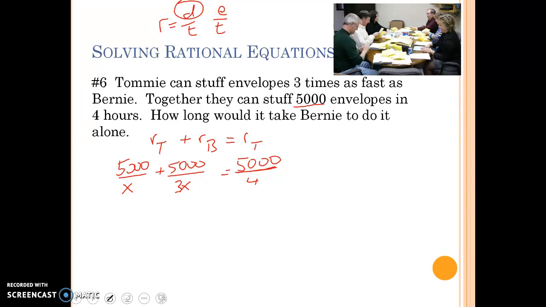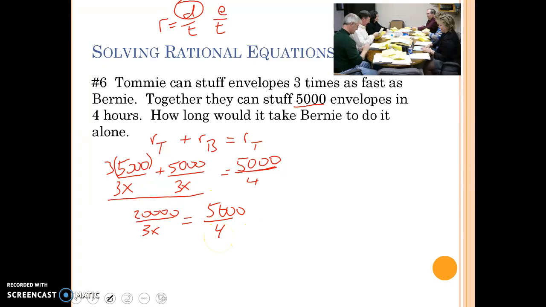And what I want to do is get the denominators to all be the same. And actually maybe on this one I'll just get these two to be the same. So that would mean that I would need this to be a 3. I need to multiply the 5,000 here by 3. So 5,000 times 3 is 15,000. 15,000 plus 5,000 would give me 20,000 over 3x. And that's going to equal my other proportion, which is 5,000 over 4.